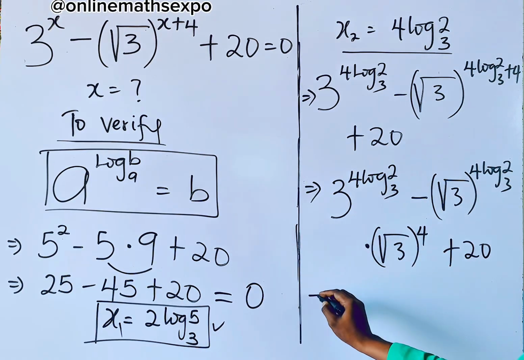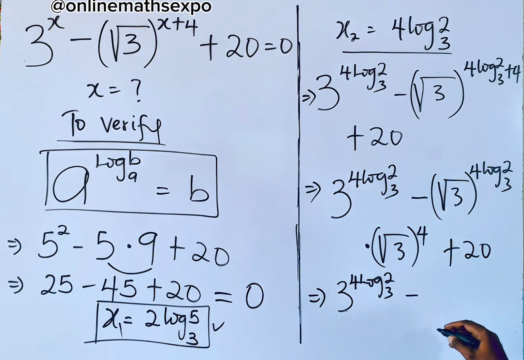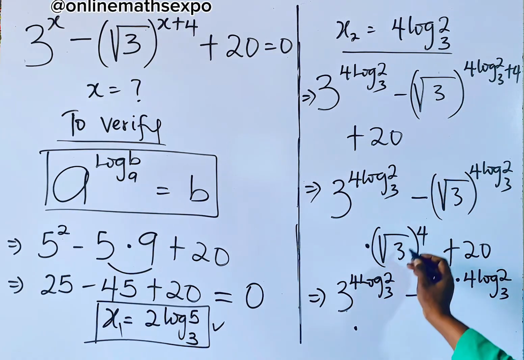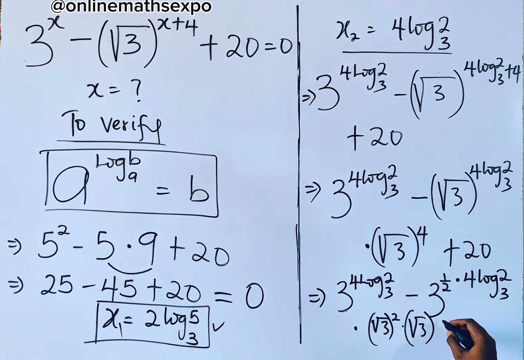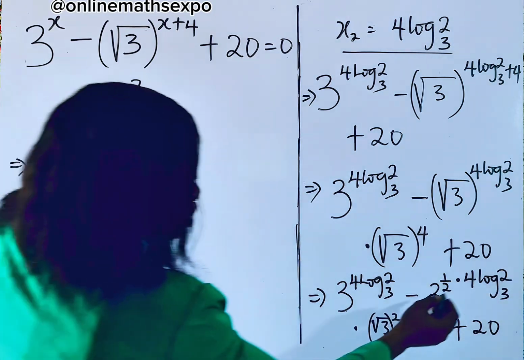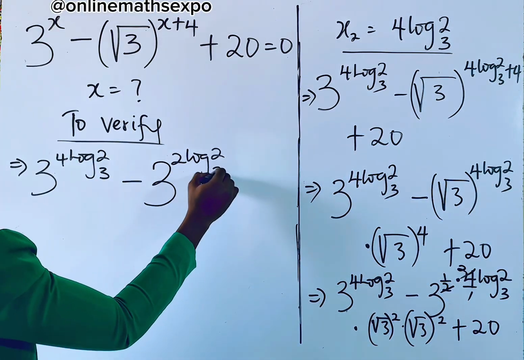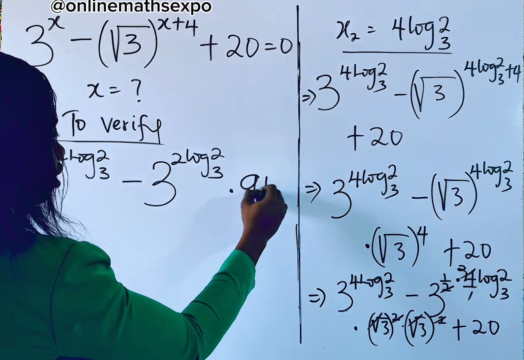Then add 20. So it's going to give us 3 to the power of 4 log 2 base 3 minus, this is turning to 3 to the power of half multiplied by 4 log 2 base 3. Okay, it is multiplied by, for simplifying this, root of 3 squared multiplied by root of 3 squared, then plus 20. So simplify, we now have 3 to the power of 4 log 2 base 3 minus, this is over 1, so we are left with 2. So we have 3 to the power of 2 log 2 base 3 multiplied by, this square cancels this, so we are left with 3 times 3 as 9, then add 20.